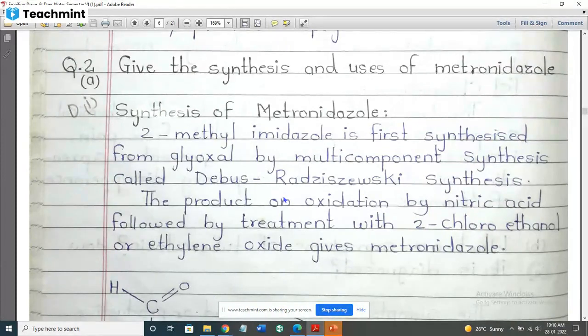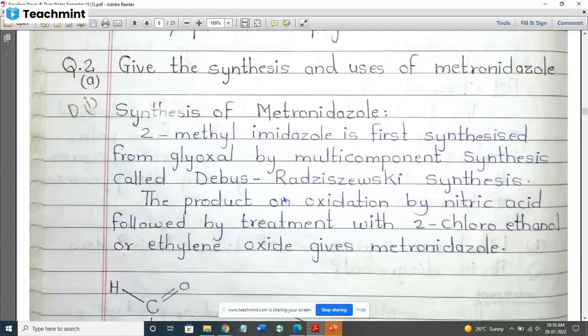In the synthesis, you have to prepare that particular compound, metronidazole. Then, uses of the compound. These two points are expected in this question, the question format.